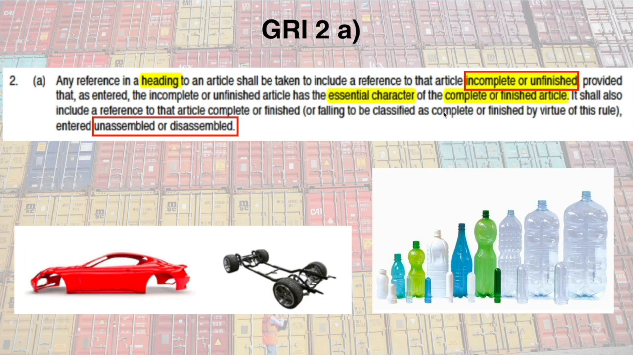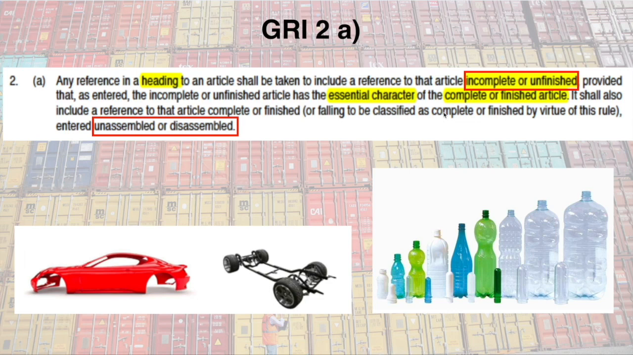Well, now the second part of rule 2a provides that articles that are presented disassembled or not yet assembled are classified in the same heading as those assembled. The same rule applies to products that are presented disassembled or not yet assembled, as long as these articles, when assembled, have the essential characteristic of a complete or finished article or product. The provision takes into account the fact that many goods are sold disassembled or unassembled due to the needs arising from packaging, handling, or transport.